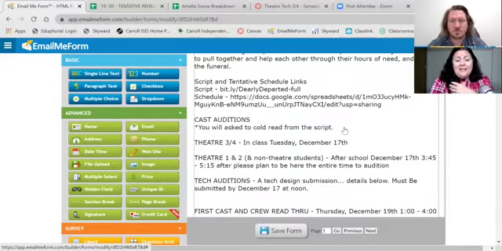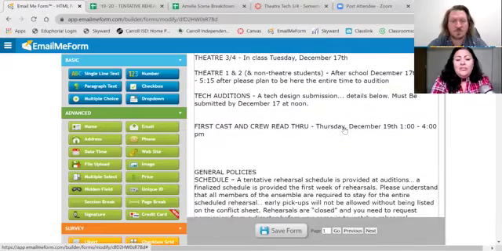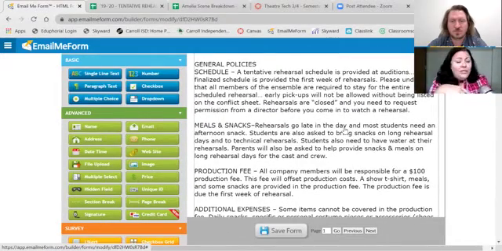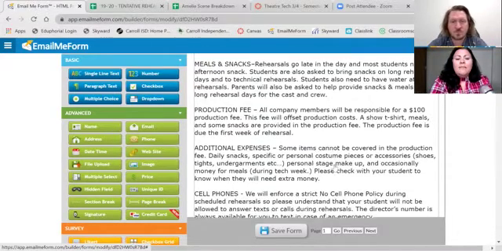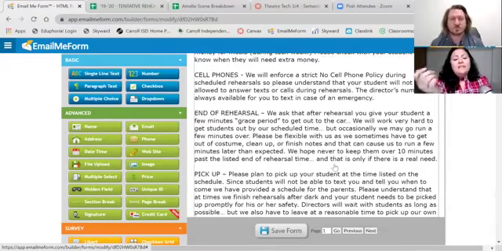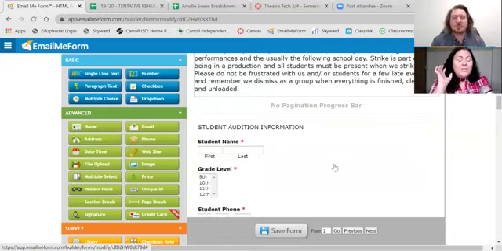I tell them that they're going to need to read from the script, what day it is, when we're going to do this stuff, how we're going to do it. And then we have a whole bunch of general policies. You may not have this section in yours, but we talk about the schedules, what we do for meals and snacks and production fees and additional expenses and cell phones and pickup and performance and strike. We just get it all out there so everybody knows what's required.